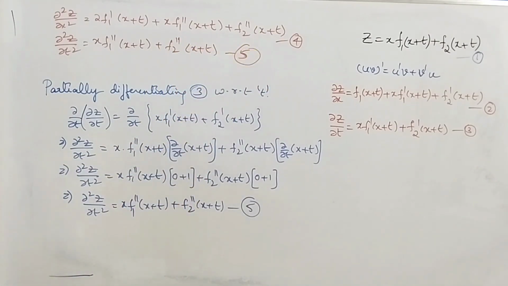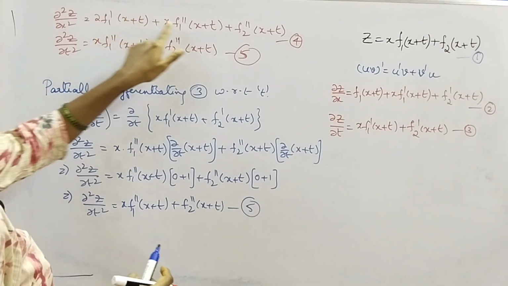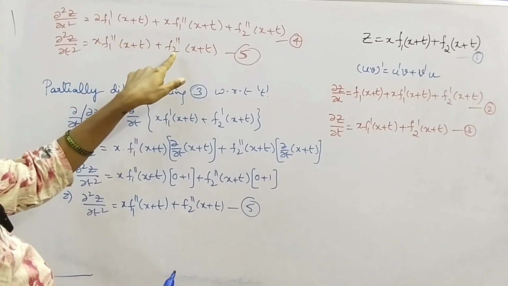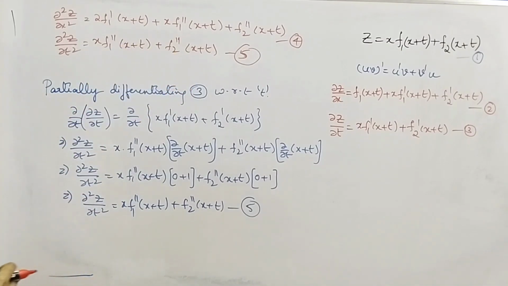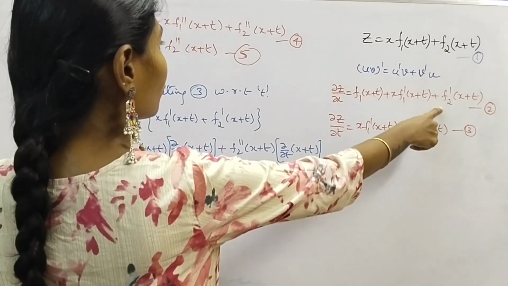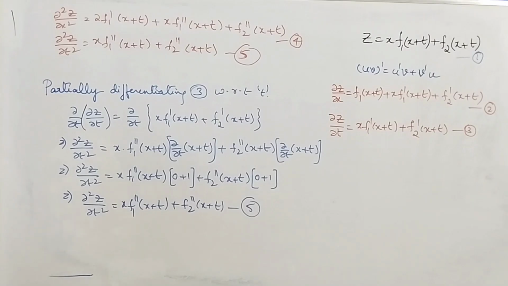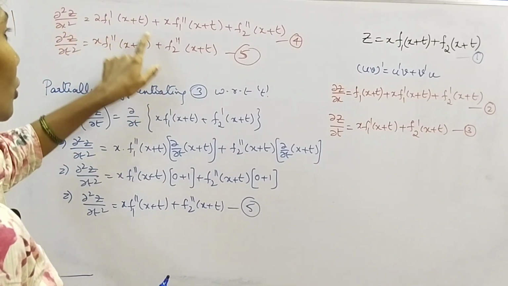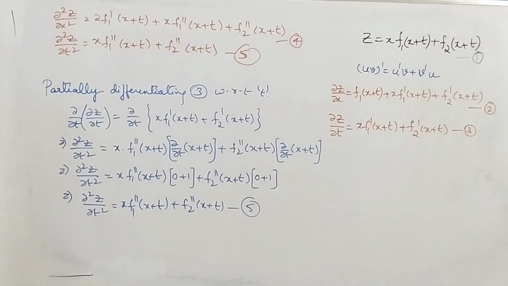Okay. Now observe all these equations. Here you have f1 prime, f1 double prime, f2 double prime. Here you have x into f1 double prime, here f2 double prime, right? And here you have f1 prime, f2 prime, f1 prime, f2 prime. So we need to find ∂²z/∂x∂t also. Okay, it's not sufficient. I mean, these equations are not sufficient to find a partial differential equation. So what we'll do is we'll find ∂²z/∂x∂t.